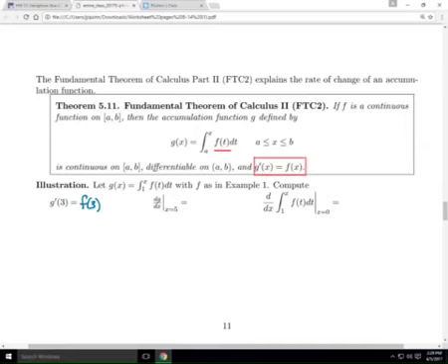And furthermore, the derivative of the accumulation function ends up being the integrand evaluated at x. So g prime of x, the derivative of the accumulation function ends up being the integrand at x. Before we consider the proof, let's try an example.